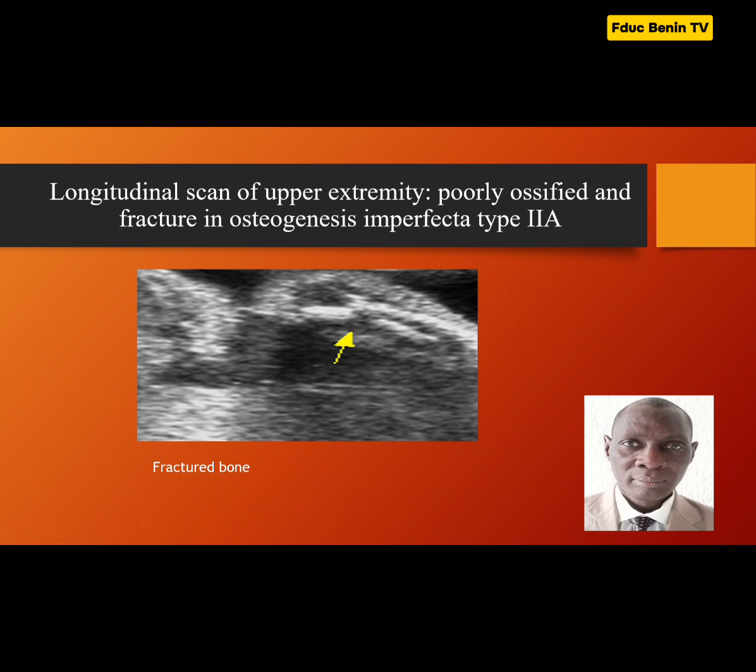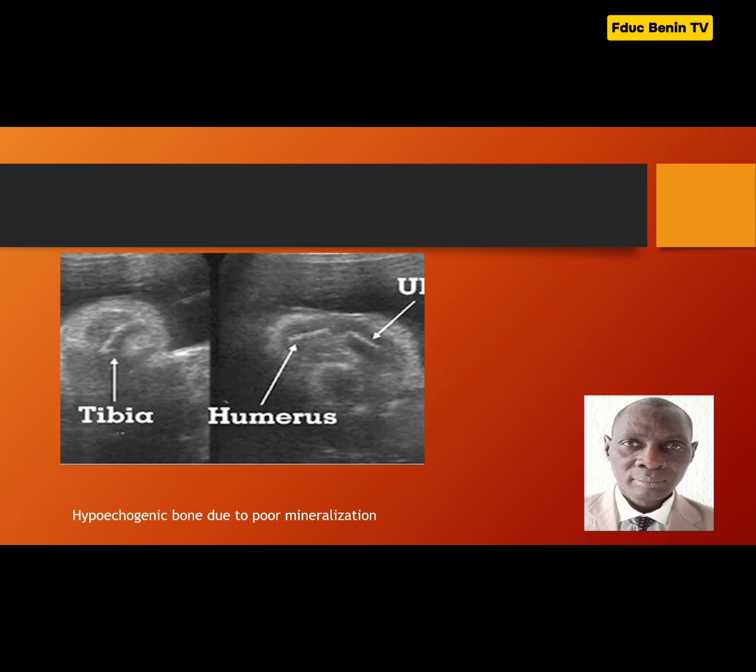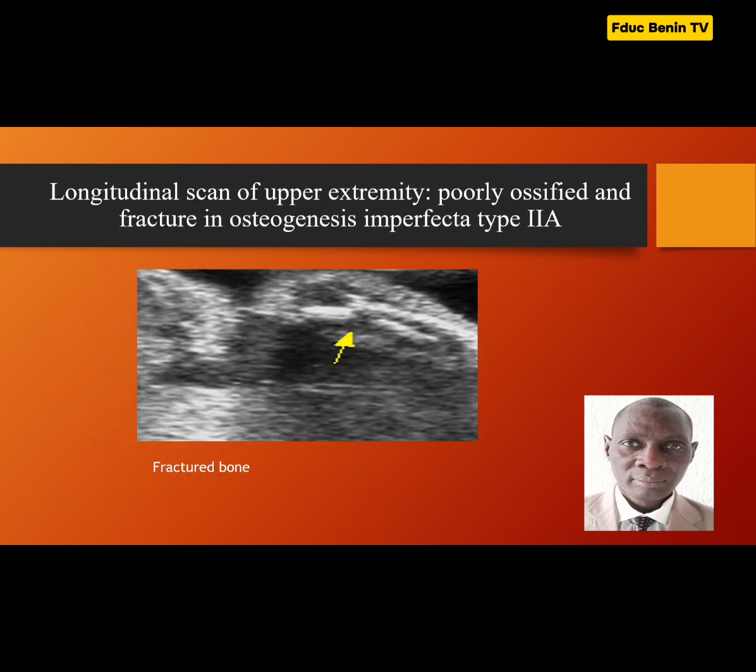When you see it, it means there is a problem. And in this particular case, this is a longitudinal scan of the upper extremity, with poorly ossified bones and fracture in osteogenesis imperfecta type 2A. This is what happens in this case. And the bone that is depicted as being fractured is a case of osteogenesis imperfecta type 2.